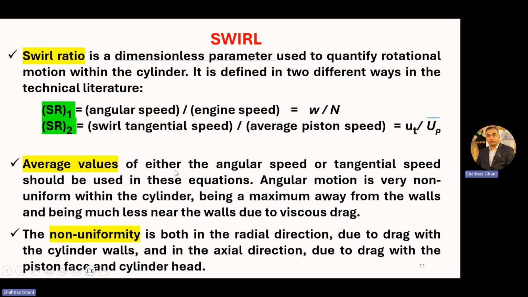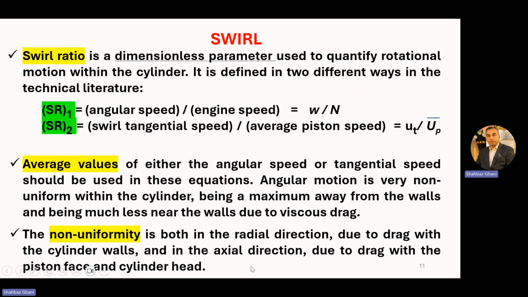The average value of either the angular speed or the tangential speed should be used in these equations. Angular motion is very non-uniform within the cylinder, being a maximum away from the walls and much less near the wall due to viscous drag. The non-uniformity is both in the radial direction, due to drag with the cylinder walls, and in the axial direction, due to drag with the piston face and the cylinder head.